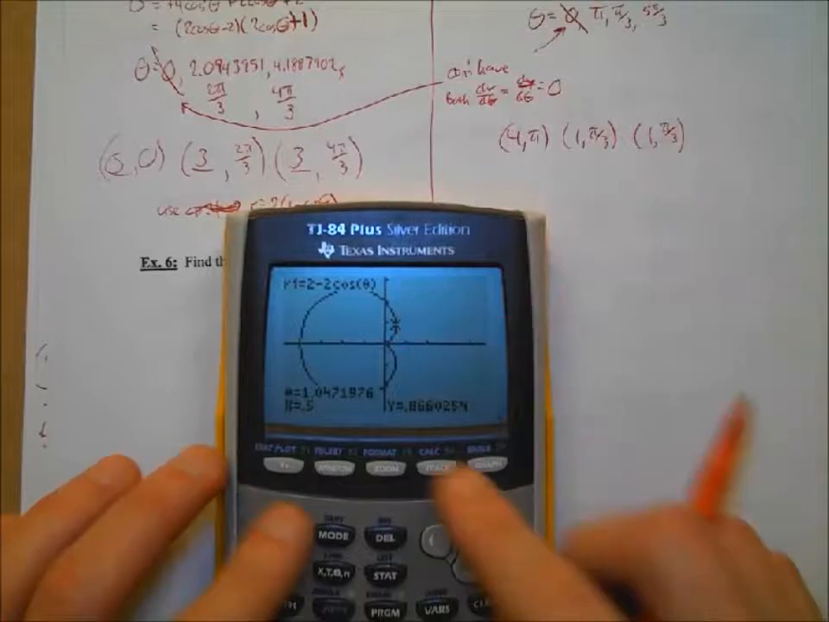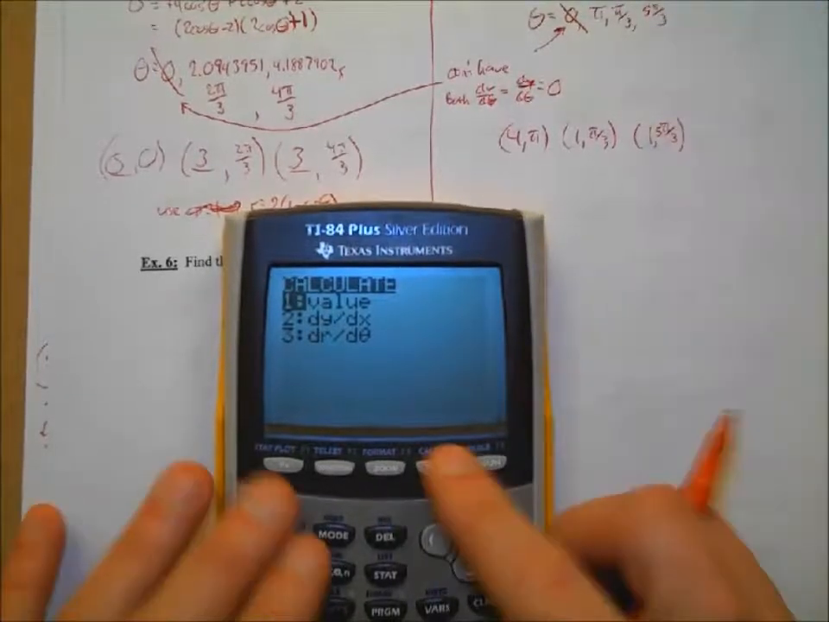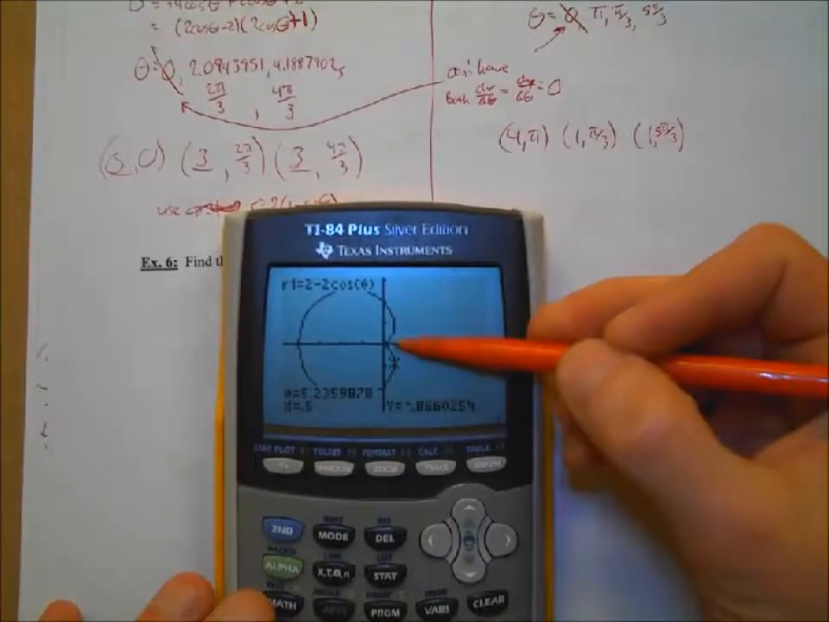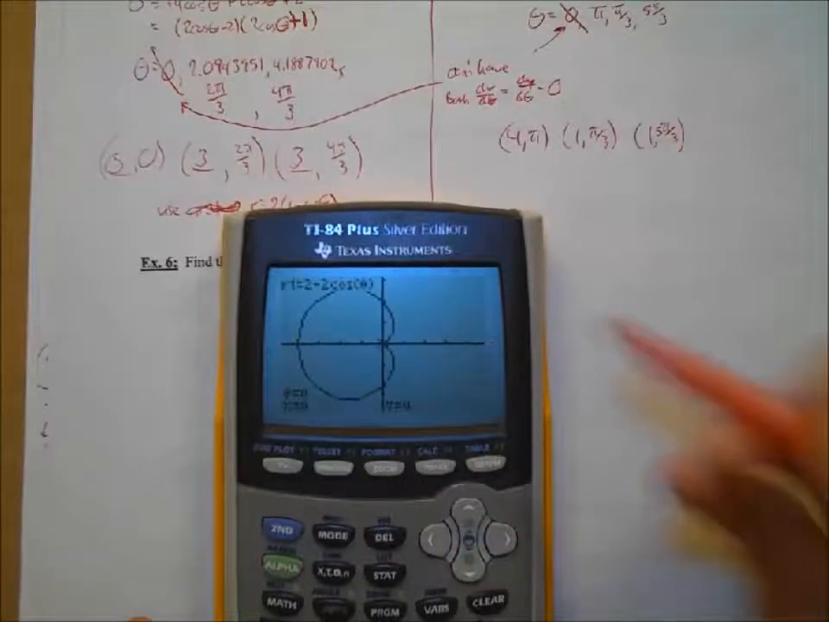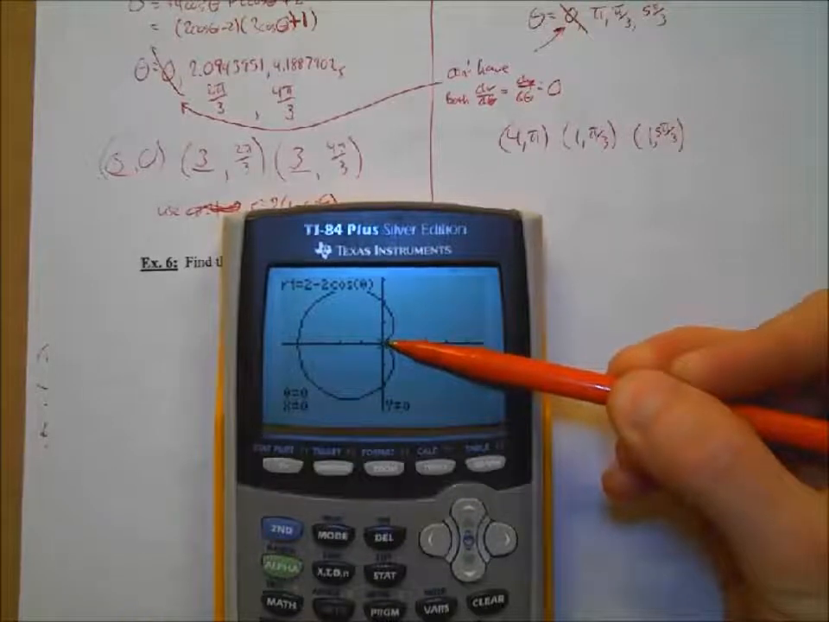Let's go to pi over 3. Horizontal or vertical tangent. Wait a minute, did I mess up? 5 pi over 3 is what that's supposed to be. And then value, let's go to 5 pi over 3, and we'll see another vertical tangent. Let's go to 0. 0 is right here, and that's where we have that indeterminate form.